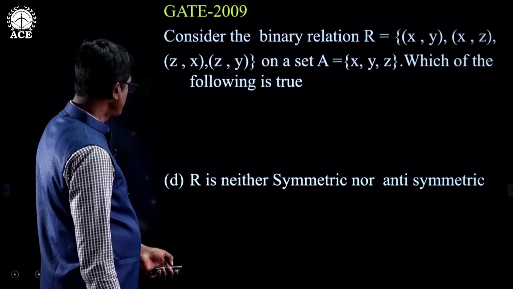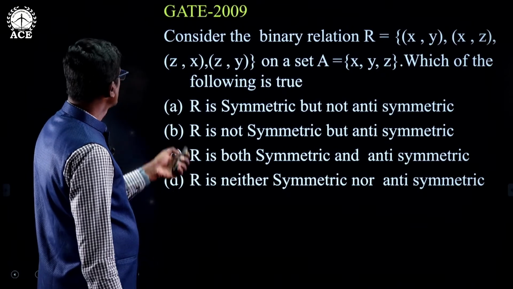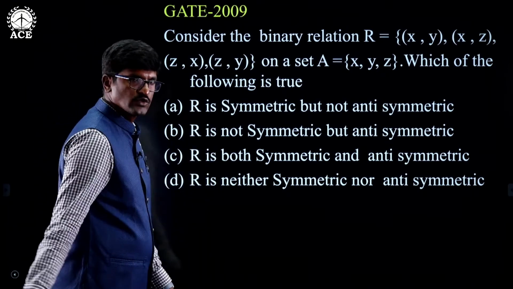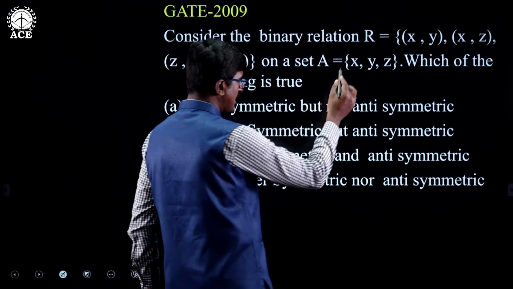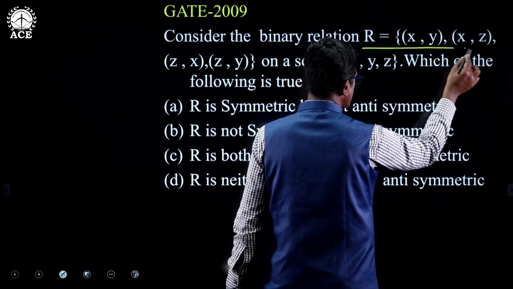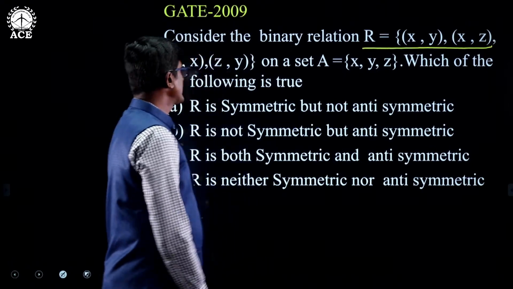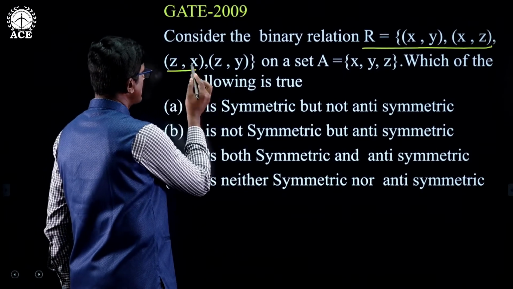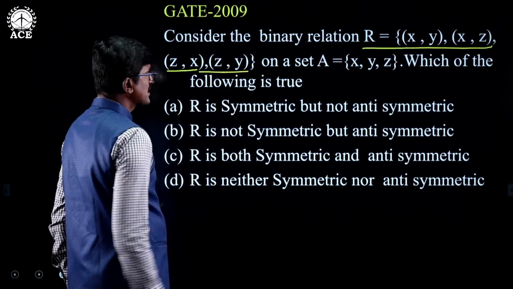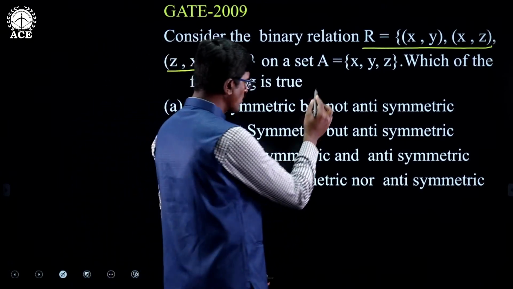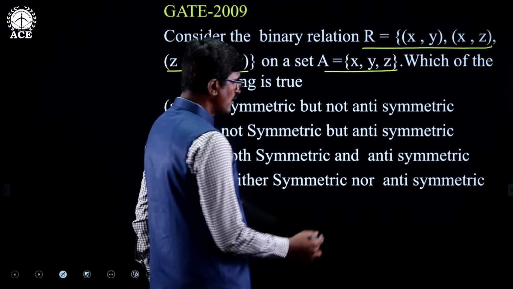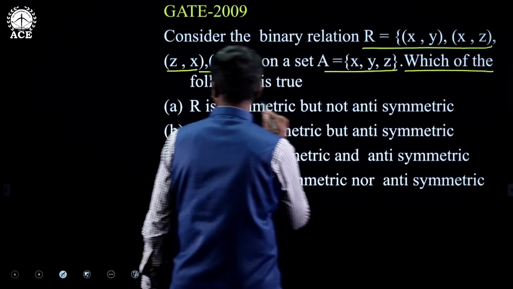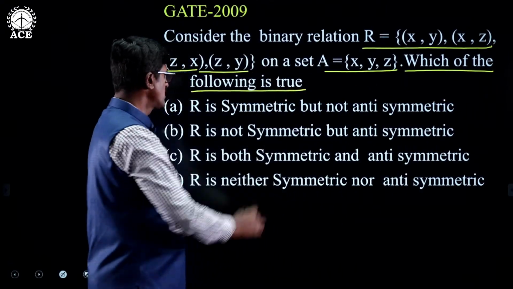Similarly, look at the next problem. So this is the problem. It was given in GATE 2009. They have given a binary relation R equal to {(x,y), (x,z), (z,x), (y,z), (z,y)} on the set A equal to {1, x, y, z}. Which of the following options is true?